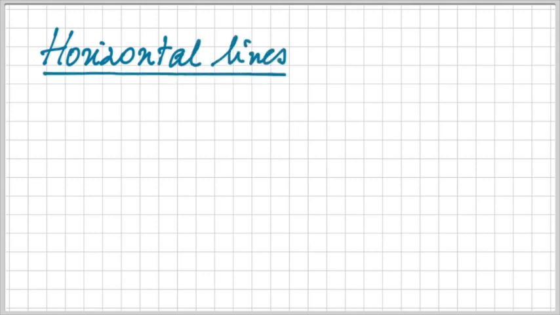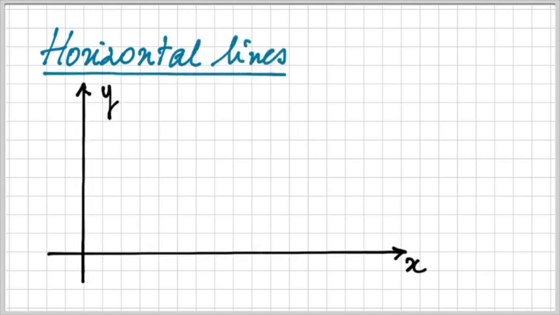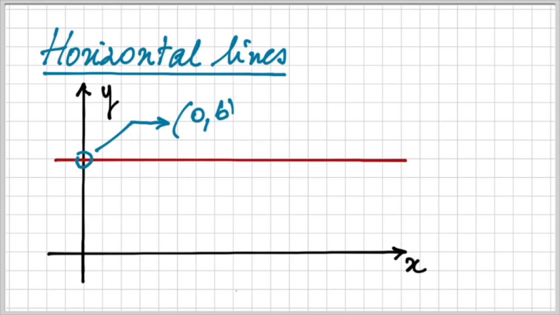Let's start with the horizontal lines. First we'll look at the xy plane, the Cartesian plane, and we draw there a horizontal line. It means the line is parallel with the x-axis. It has one intersection with the y-axis, which is (0, b), and the equation is in fact y is equal to b. Whatever value of x we have, the y value will always be equal to b. And that's the definition of a horizontal line.